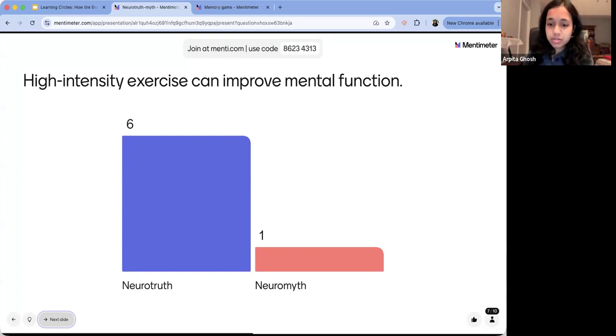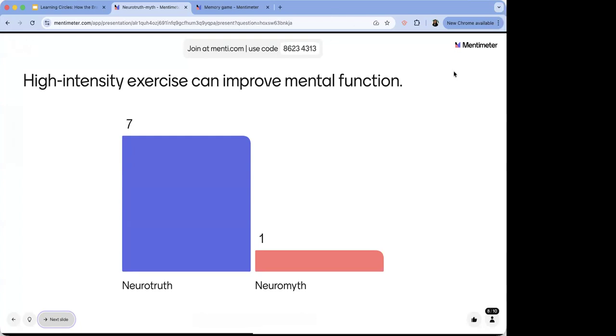Anyone else? Why do you think it's a neuro myth? Anyone? So I chose neuro myth because yes, exercise is important for our mental and physical health and function. But I don't think high intensity exercise can improve it. Yes, they can, but not always. I think a certain level or intensity of exercise is important for our health, but I don't think high intensity exercise can. So that's why I chose neuro myth. Fair, yeah.